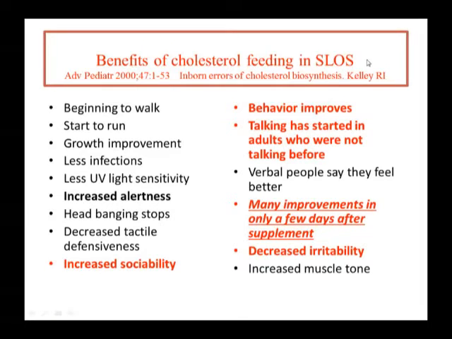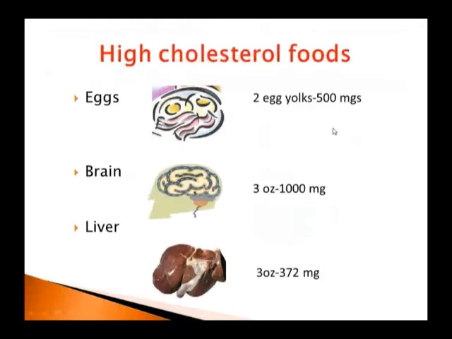Well, if we go back to the SLOS group, these kids with this genetic disorder, they were actually given cholesterol therapy, they were basically fed cholesterol. If you look particularly here in the red at what improved: increased sociability, improved behaviors, improvement in talking, and in many of these kids, the improvement happened very quickly. What I've seen in my practice, when I've given sonic cholesterol as a therapy, many parents will report sometimes within the first week to week and a half an improvement in these areas: decreased irritability, more calm, less anxious, etc. So it's a worthwhile thing to look at.